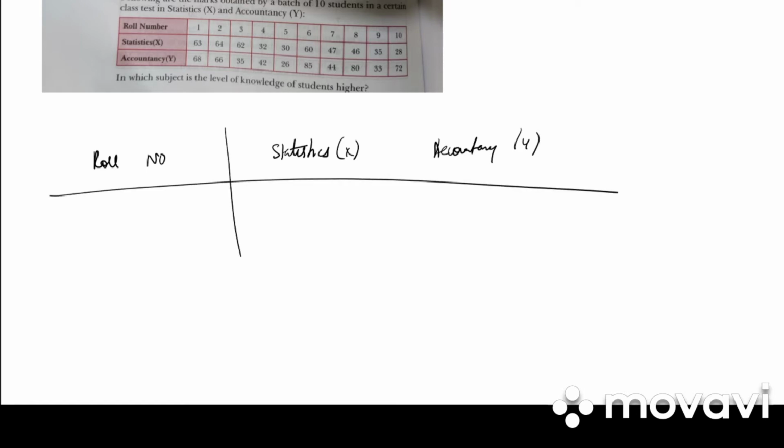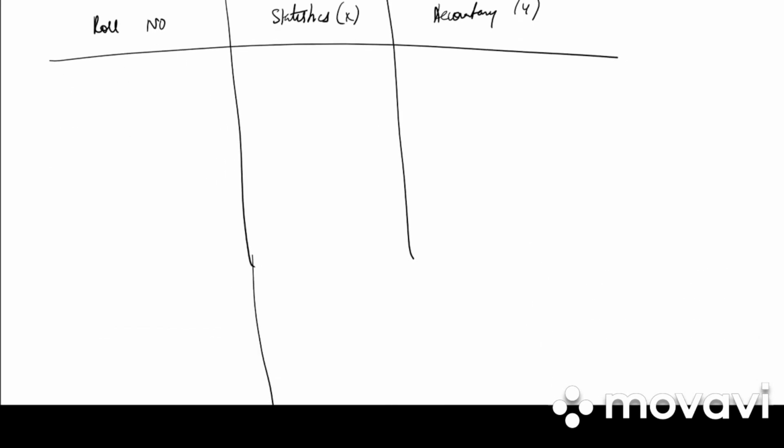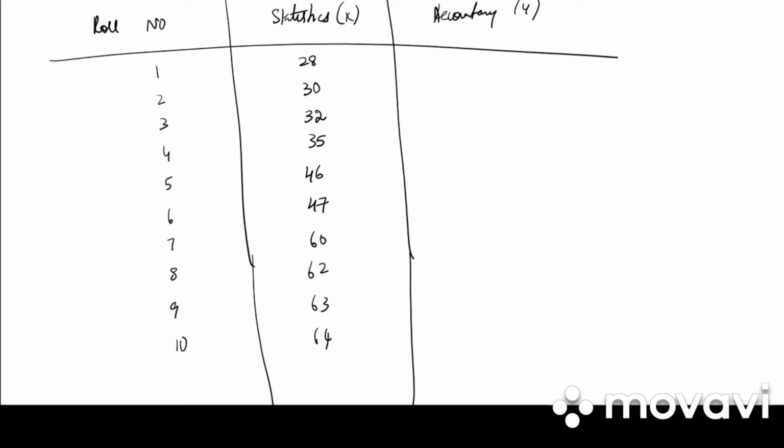So first column will be roll number. Then we have statistics, that is X. Then we have accountancy, that is Y. How many students do we have? We have a total of 10 students. So 1, 2, 3, 4, 5, 6, 7, 8, 9 and 10. First statistics, arranged in ascending order: 28, 30, 32, 35, 46, 47, 60, 62, 63 and 64.